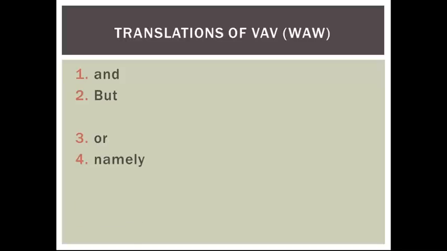Now, sometimes the vav appears in a place where it doesn't even seem to be a conjunction. It just doesn't come into English as if you try to put a conjunction where the vav is, it doesn't work. In those cases, try the word namely. You'll come across it. It'll be weird. You'll have an and, a vav, in a place where it just doesn't make any sense in English.